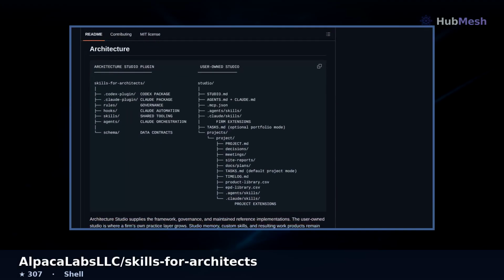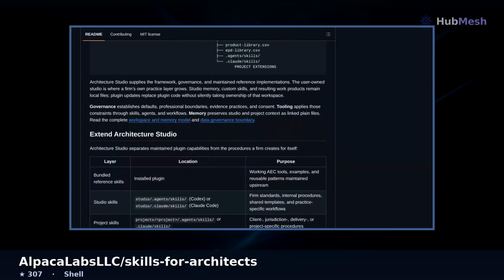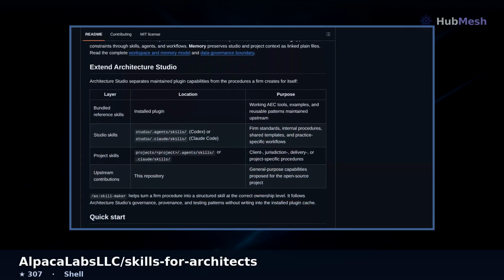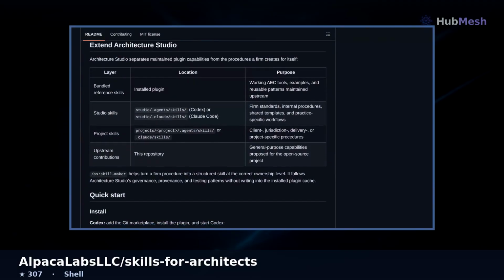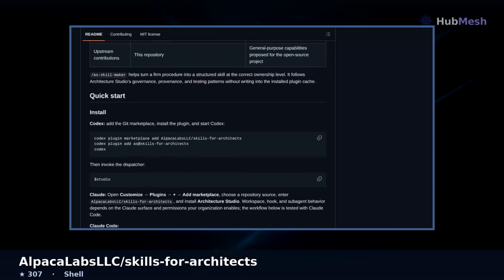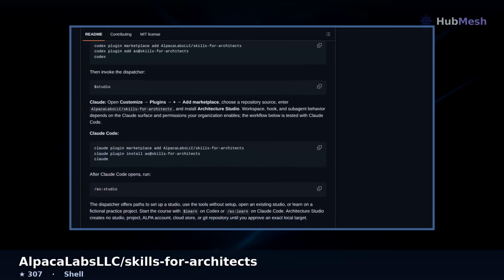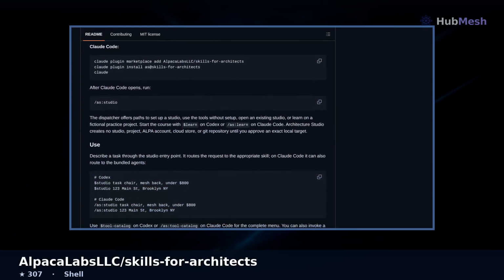The core plugin provides governance rules and shared tooling, letting your firm build custom extensions in local studio files. To extend your setup, the framework separates plugin capabilities from firm procedures using local skill locations. For a quick start, invoke the dispatcher to launch a guided course on a fictional practice project.